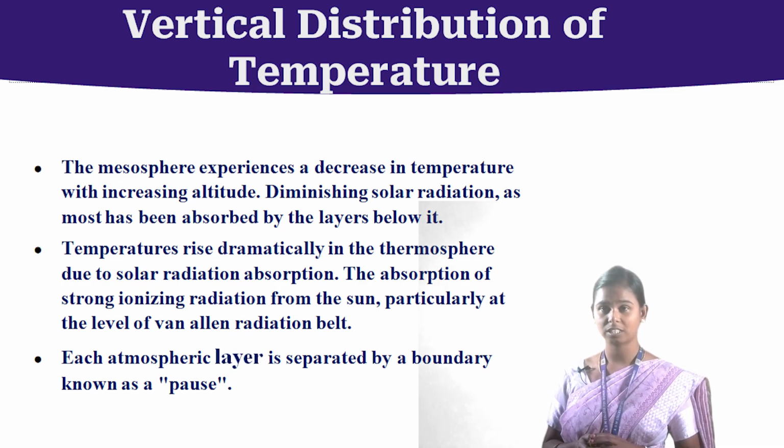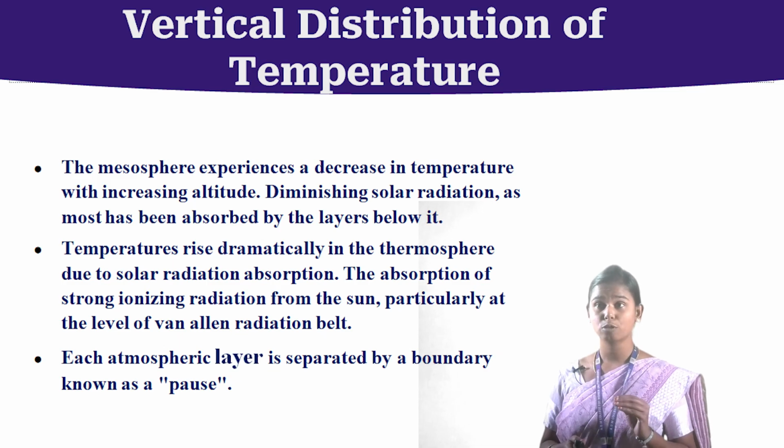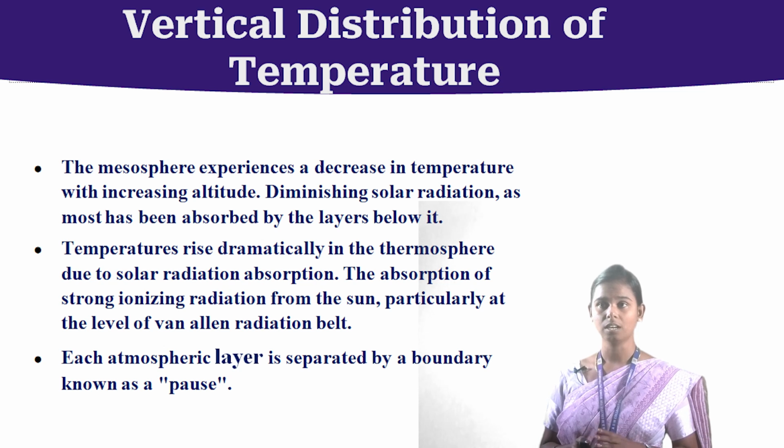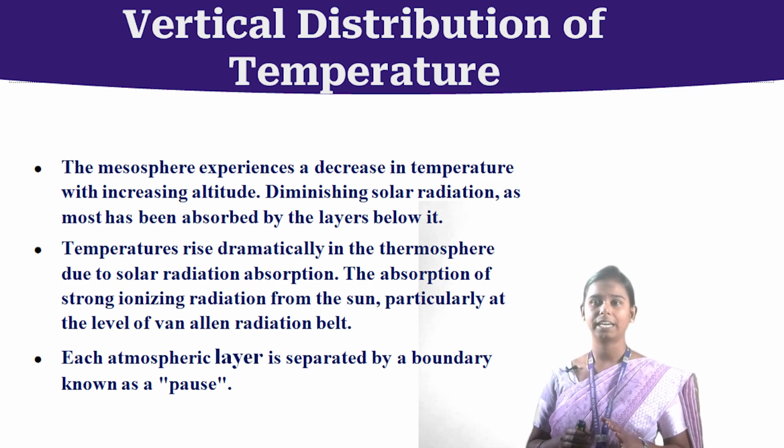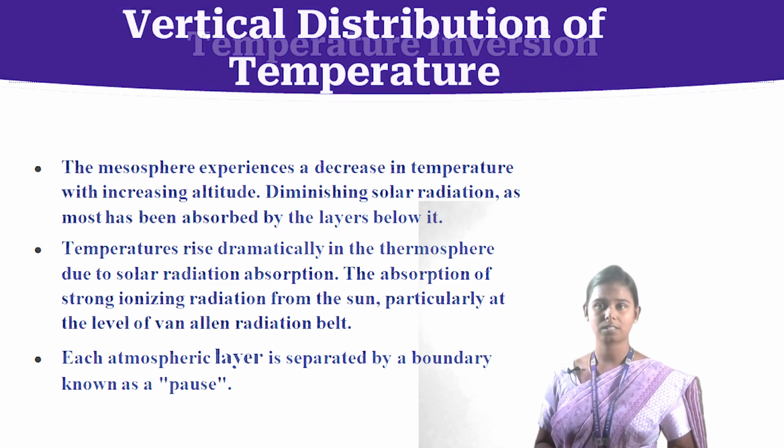The temperature rises dramatically in the thermosphere due to solar radiation absorption. The absorption of strong incoming radiation from the sun, particularly at the level of the Van Allen radiation belts. Okay, each atmospheric layer is separated by a boundary known as a pause.